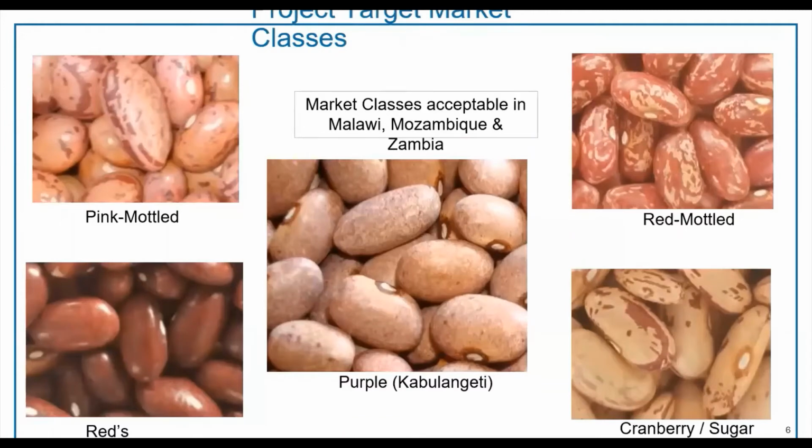So what are the market classes that we are targeting? We are targeting about 5 market classes. We are targeting the pink mottled market class, then the red and the purple market class, which is commonly referred to as Kablangeti for us here in Zambia, and then the red mottled and also the cranberry, commonly referred to as the sugar types for us here in Southern Africa. These are the most important market classes that we have in Southern Africa. And we feel that by introgressing resistance into these market classes, we will have a much broader impact for our farmers and consumers here in Southern Africa.